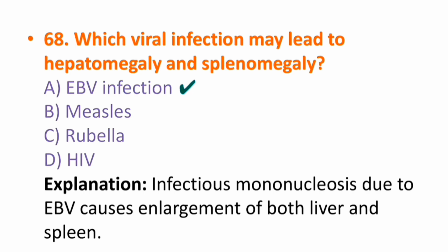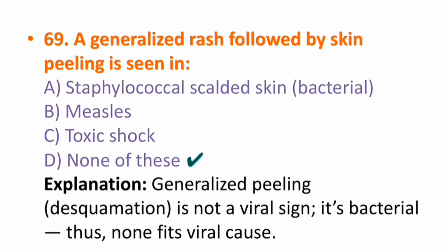Which viral infection may lead to hepatomegaly and splenomegaly? The options are option A, EBV infection, option B, measles, option C, rubella, option D, HIV. The correct answer is option A, EBV infection. Infectious mononucleosis due to EBV causes enlargement of both liver and spleen.